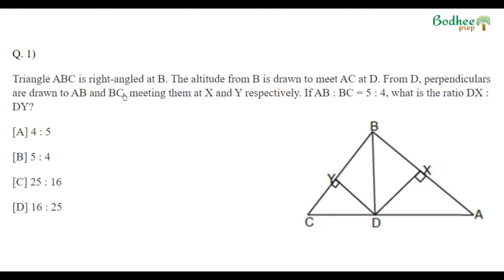First question says that the triangle ABC is a right angle triangle at B, and the altitude from B is drawn to meet AC at D, and from D, perpendiculars are drawn to AB and BC again, meeting them at point X and Y respectively, right? So I have just drawn the figure.